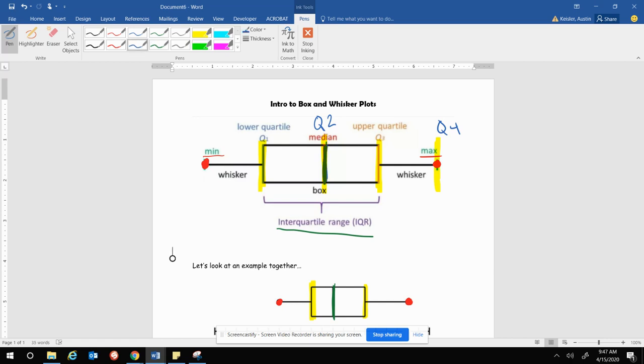Also, before I forget, our word of the day is an animal that has whiskers. Since this is a box and whisker plot, it is a cat. So that is your word of the day.